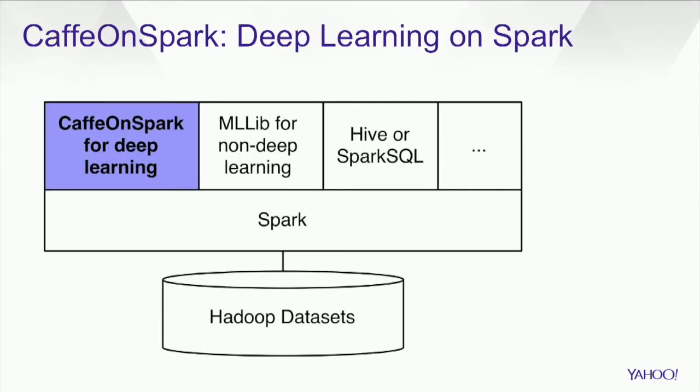So we got CaffeOnSpark, where it uses Spark as the central cluster, which works on Hadoop datasets. And on the application stack, you can have CaffeOnSpark for deep learning, MLlib for non-deep learning, Hive or Spark SQL, or many other things.